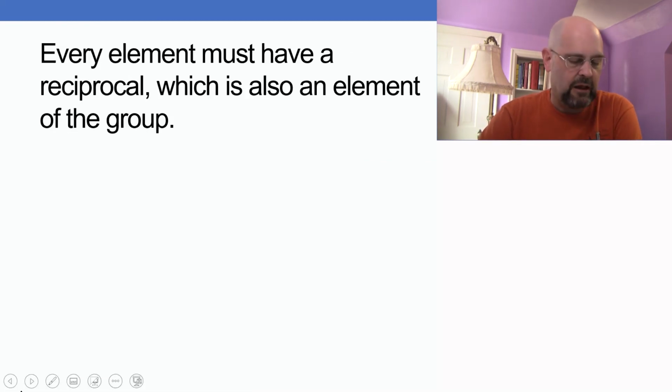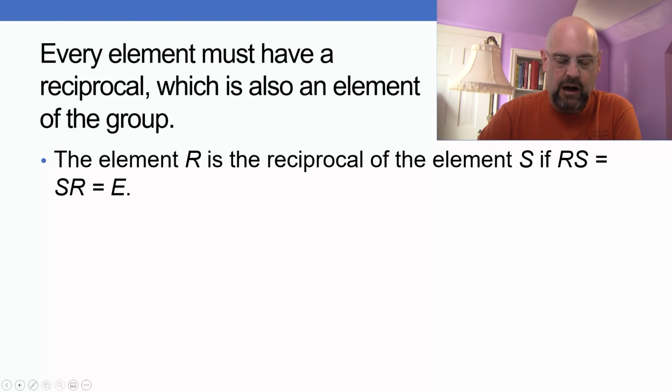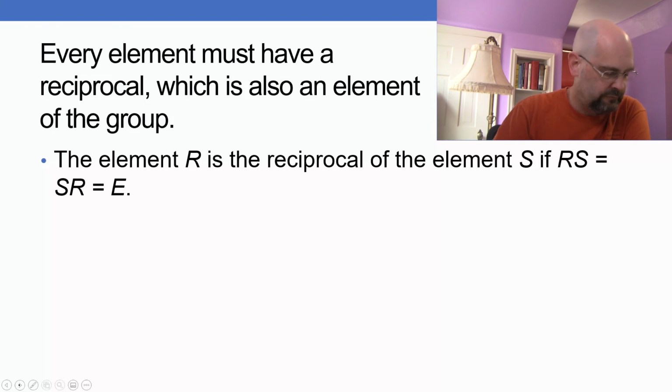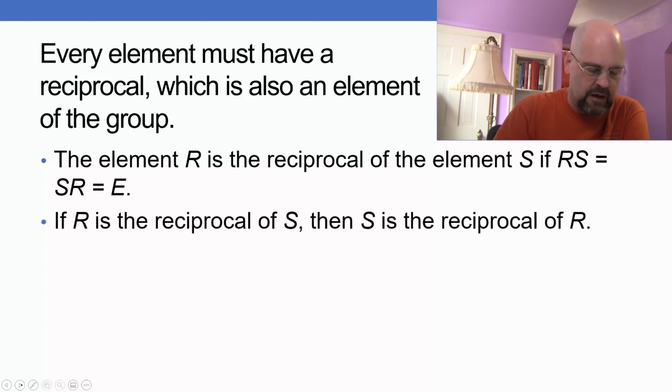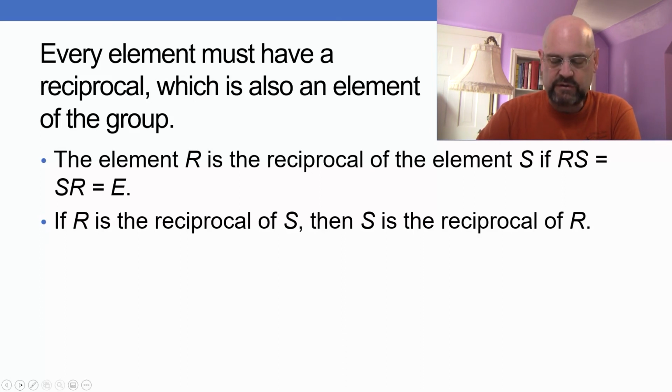Finally, the last piece is that every element of the group must have a reciprocal, which is also an element of the group. So the element R is the reciprocal of the element S if RS is equal to SR is equal to E. And if R is the reciprocal of S, then S is the reciprocal of R. Remember, if we looked at our set of all rational numbers, and we used multiplication as our operation, now if my number is 3, then the reciprocal, of course, is 1/3, and the product of them is 1, which is the identity element.